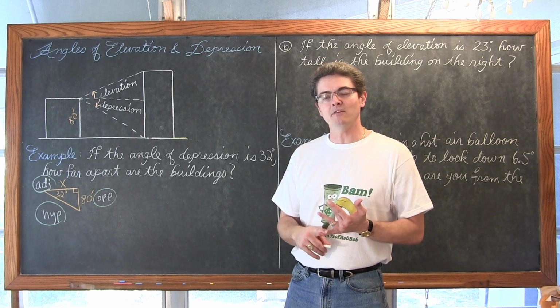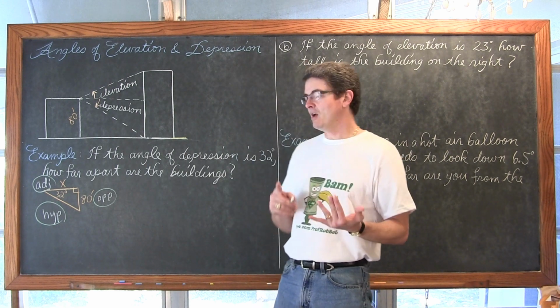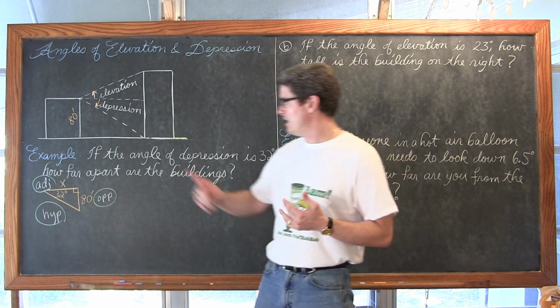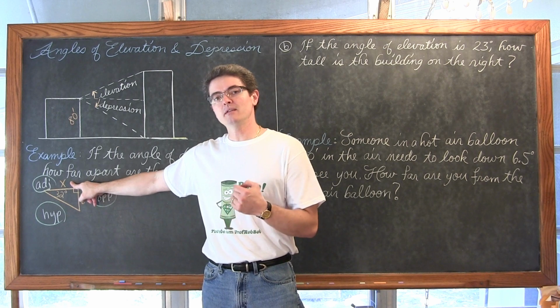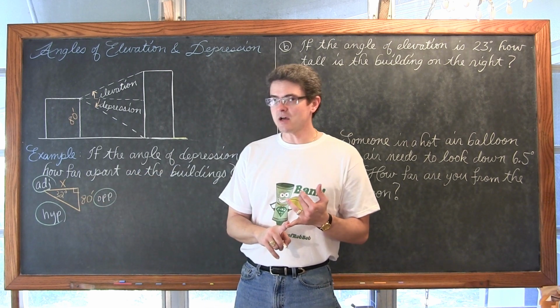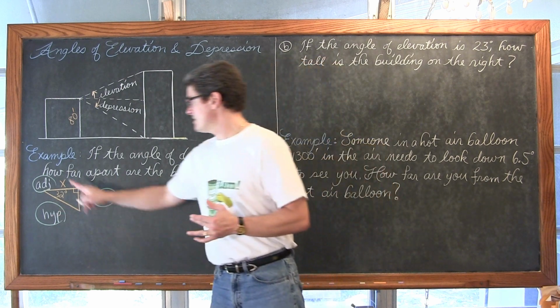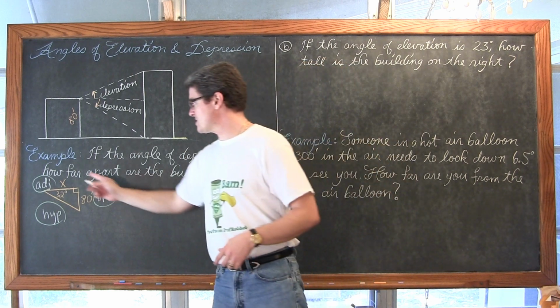Well, what do you have and what do you want? And I'll repeat that through the whole video. What trig function are you going to use? Well, what side do you have and what side do you want? Well, I have the opposite side and I want the adjacent side. Well, opposite and adjacent. So sine's opposite over hypotenuse. Cosine is adjacent over hypotenuse, and tangent is opposite over adjacent.